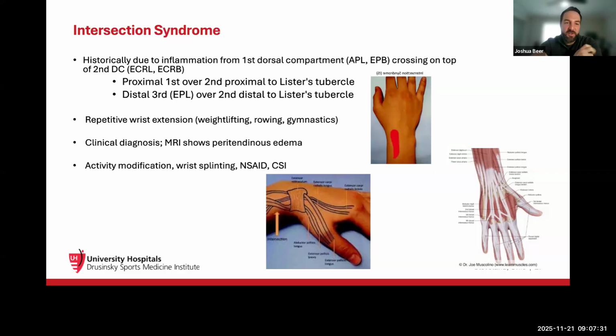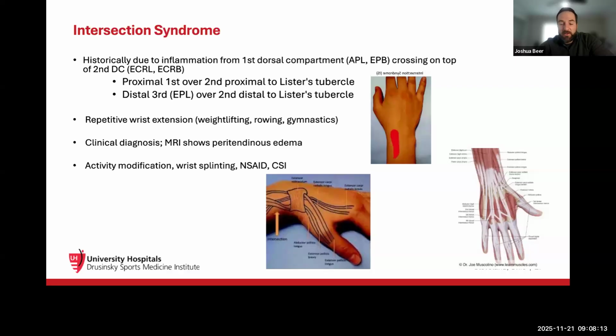The more nuanced one is distal intersection syndrome. This is where the third dorsal compartment intersects or crosses over the second one, and that's distal to Lister's tubercle, closer to the actual wrist joint itself. A lot of repetitive wrist extension puts someone at risk for this. So weightlifters doing things like snatches, rowing, that repetitive pulling, and gymnastics, heavy landing, back handsprings, things of that nature, forcing that wrist extension. Or someone who does a lot of push-ups, which pushes the wrist into extension. It's a clinical diagnosis.